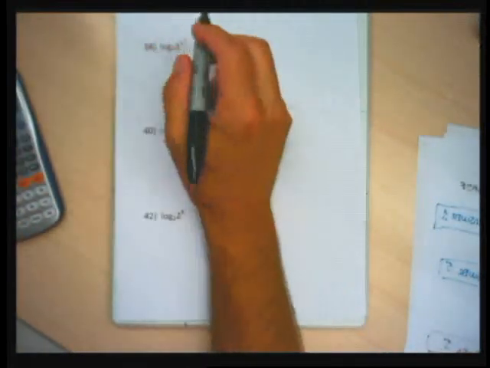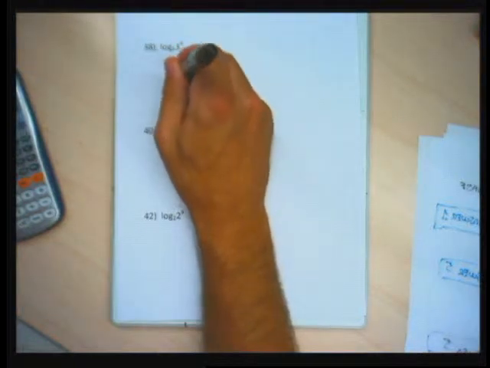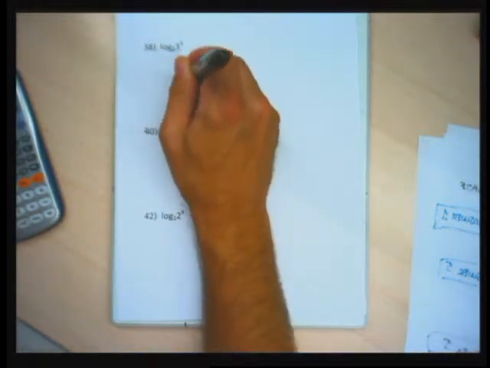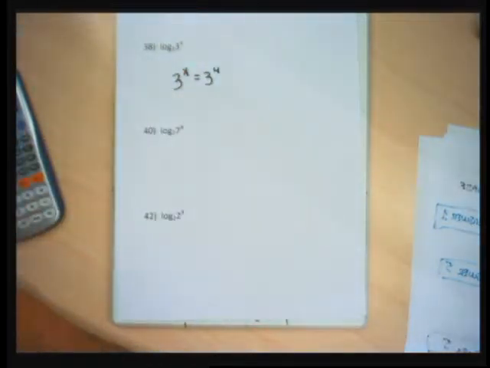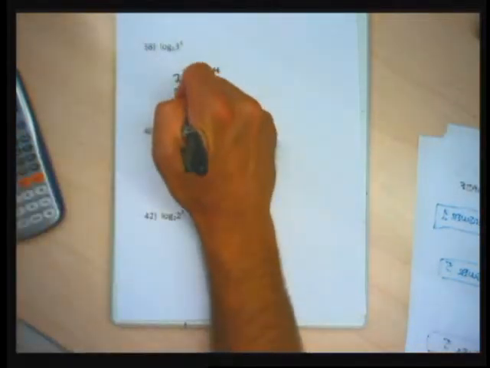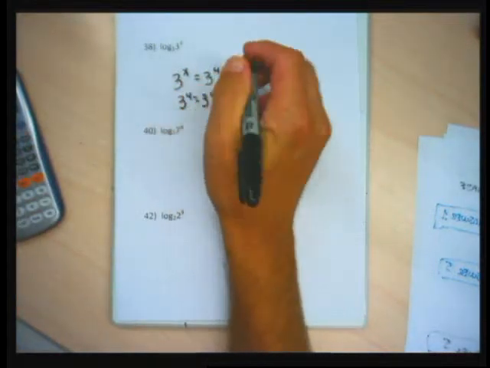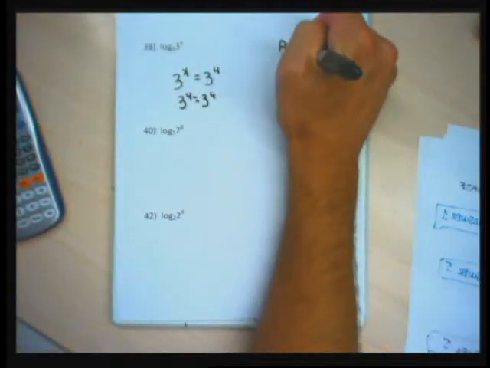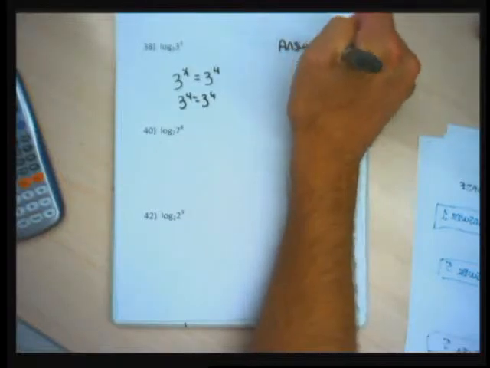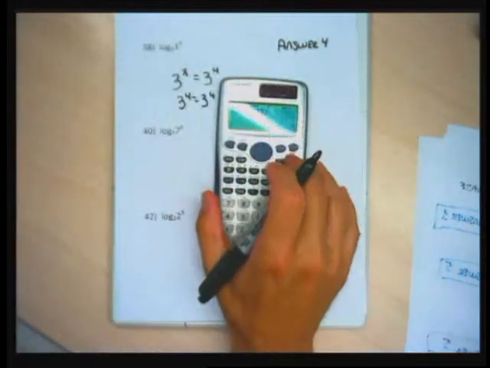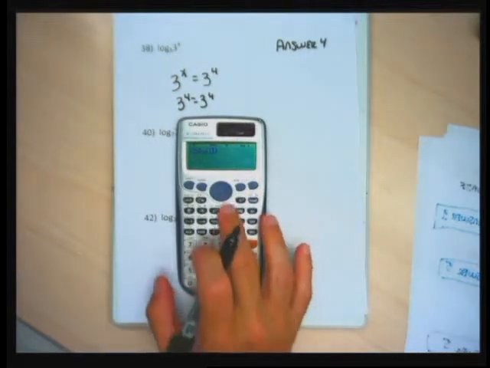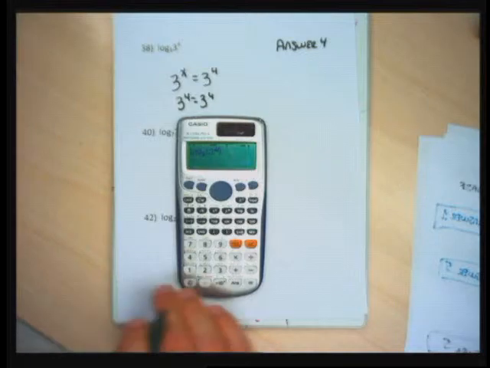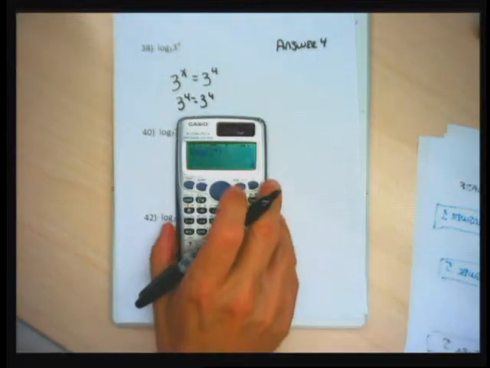38, 40, and 42 are three problems that are, to me, essentially the same. 38 is asking the question, the base 3 to what power is the argument 3 to the 4th? And I know that 3 to the 4th power is equal to 3 to the 4th power. So my answer must be 4. It's not even that much trickier to enter this. So I'm going to do the logarithm base 3 of 3 exponent 4th power, and I get the 4.